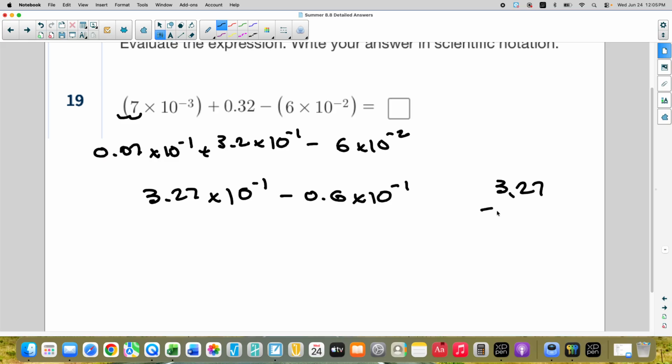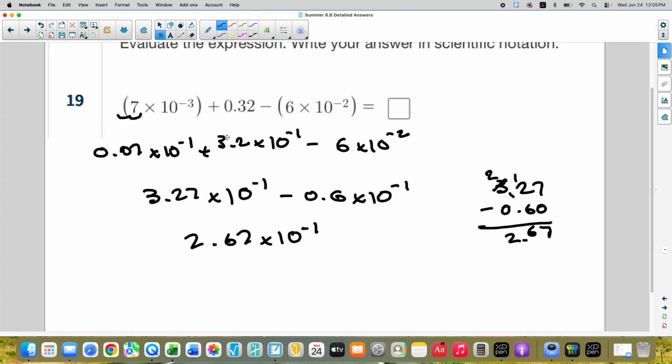3.27 minus 0.60. 7, borrow, 6. 2.67. 2.67 times 10 to the -1. Write your answer in scientific notation. Yeah, that might be right. 2.67 times 10 to the -1. So hopefully you're understanding what I'm doing there. When we add and subtract, we want to have the same exponents, so we can just add those base numbers.